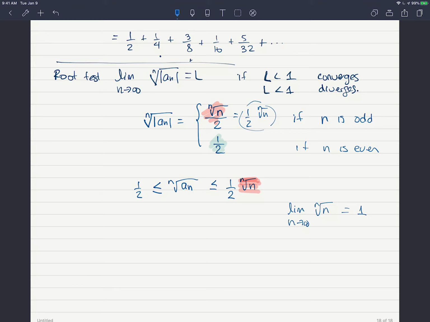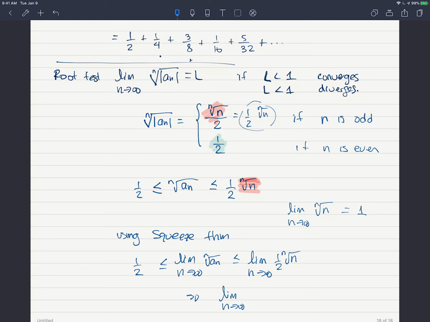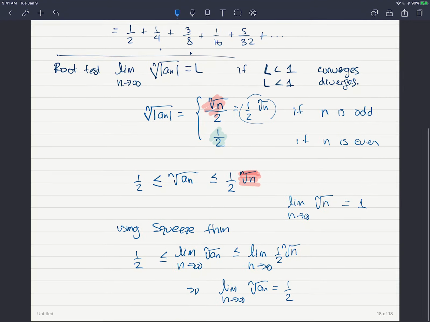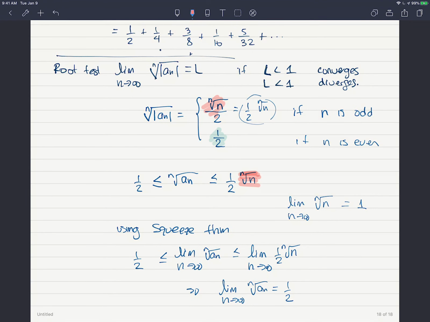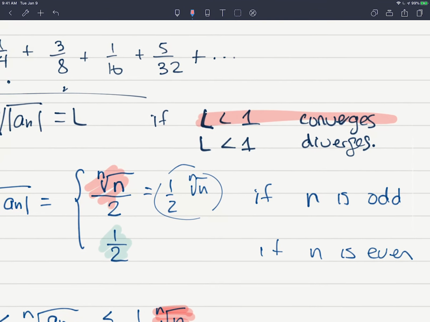It gets squeezed around 1/2. Using the squeeze theorem, or sandwich theorem, the limit when n goes to infinity of the nth root of an is less than or equal to the limit when n goes to infinity of 1/2 times the nth root of n. And this side there was a 1, a constant, so this term is 1 times 1/2, so the limit that I'm looking for is 1/2. So then we got our L. My L is less than 1, so I'm in this case, and the series converges.